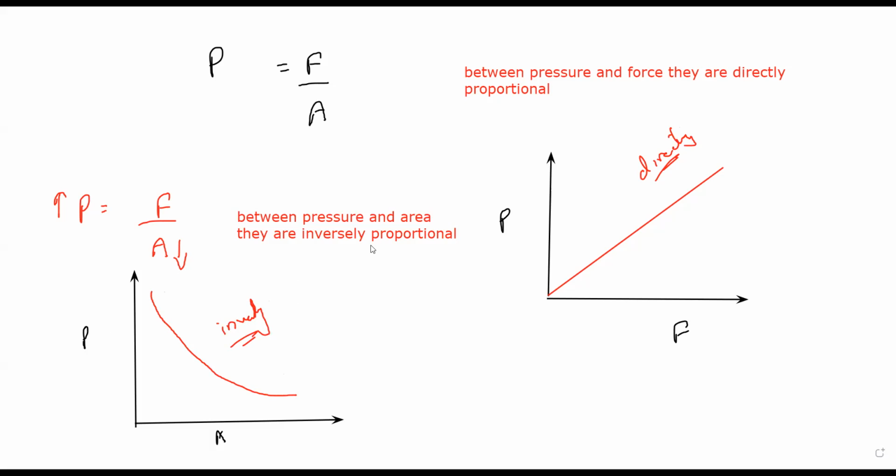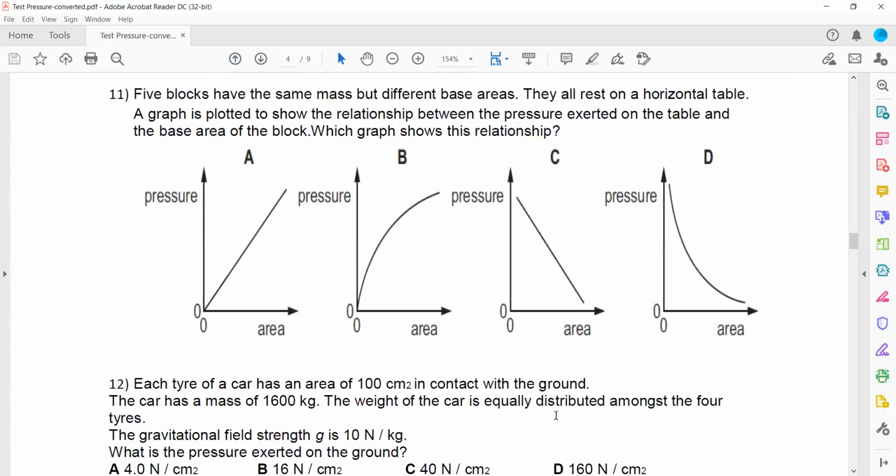So we have this question that five blocks are there, the force is the same. What is the relation between pressure and area? So we have the formula, pressure is force on unit area. If we increase the area, the pressure should decrease. So which of the graphs shows an inverse proportional? D is representing an inverse proportional relation.